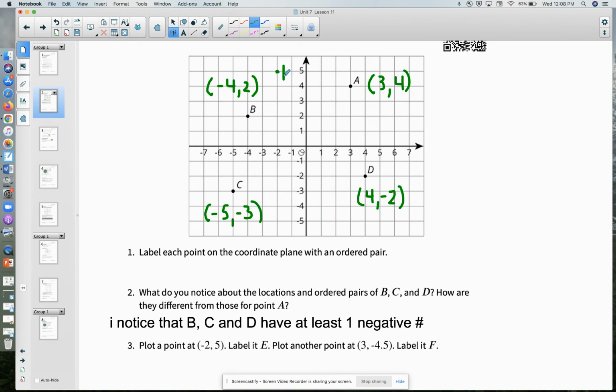And then E. So is that what you guys have? And then 3 and negative 4.5. So negative 4.5 is halfway between negative 4 and negative 5. So right there. And that's F. Okay, how did we do? Hopefully we did okay. All right.